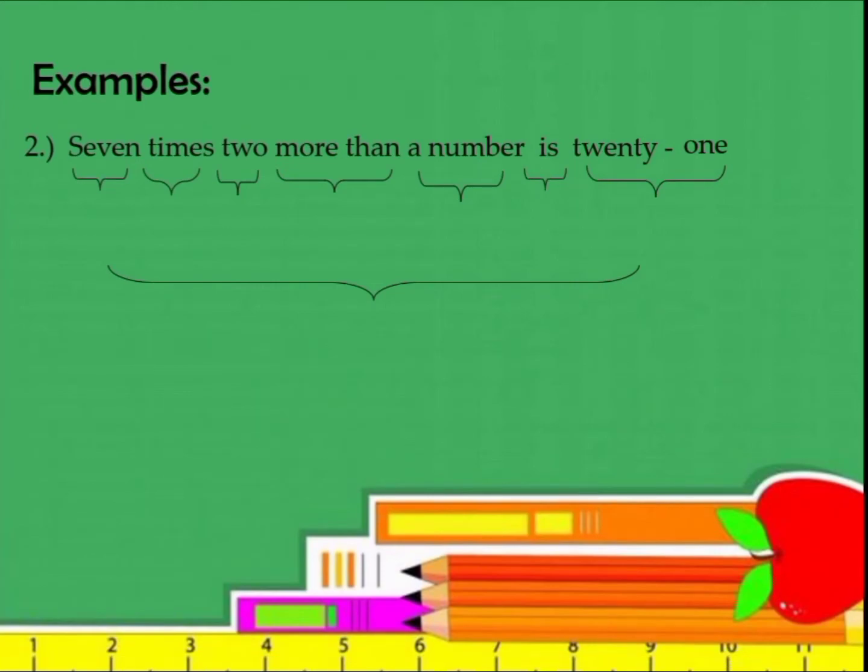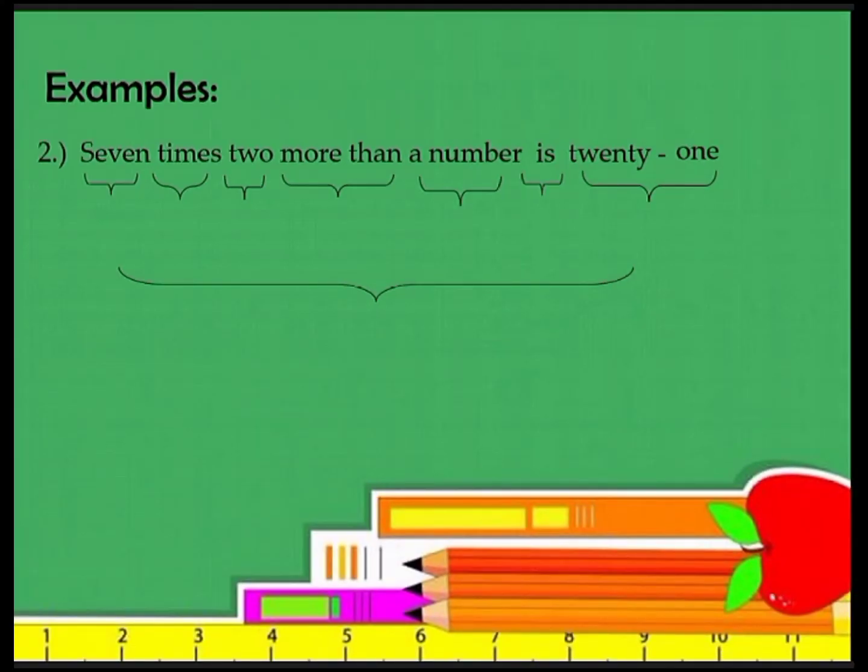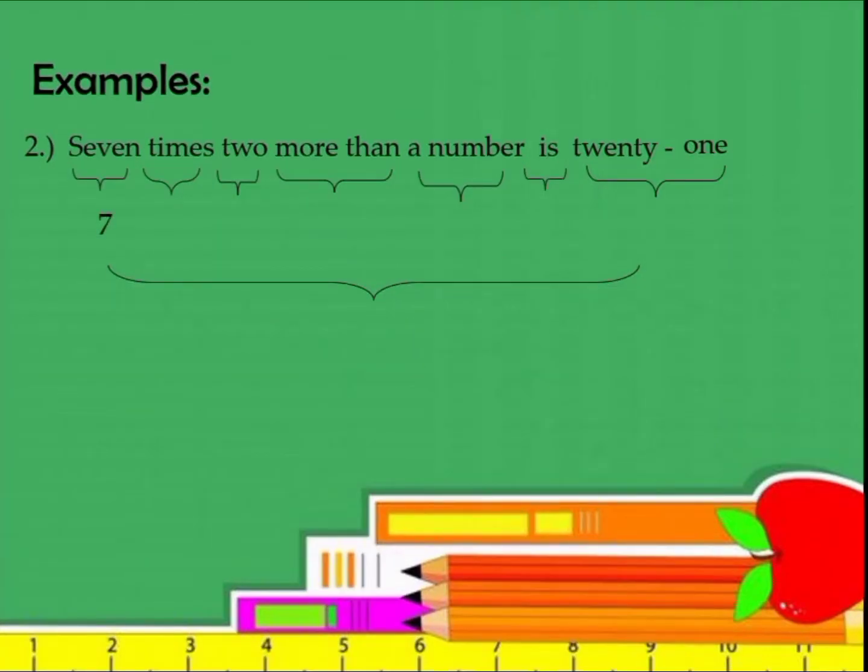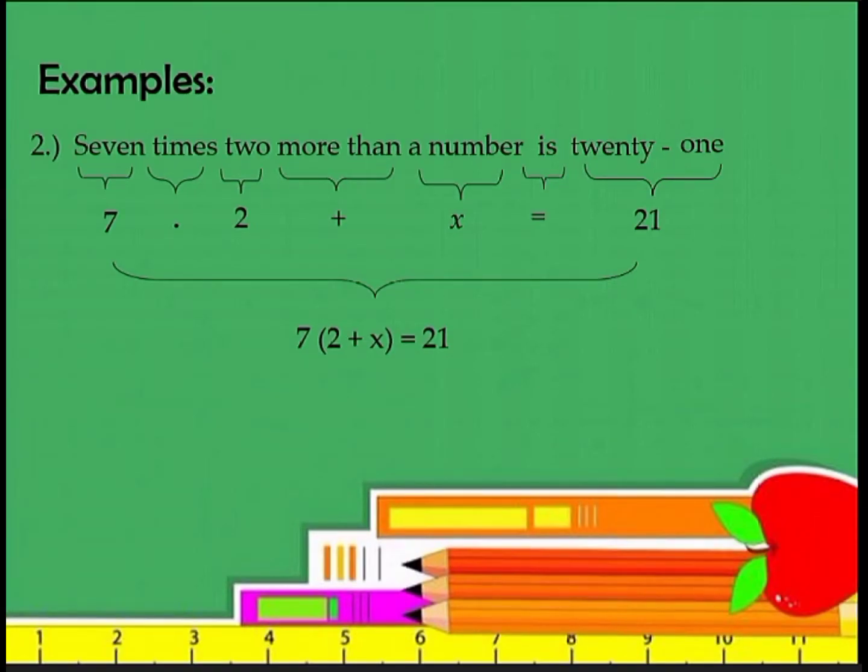7 times 2 more than a number is 21. So, isa-isahin ulit natin. 7 times 2 more than a number is 21. So our final answer is 7 open parenthesis 2 plus x close parenthesis is equal to 21.